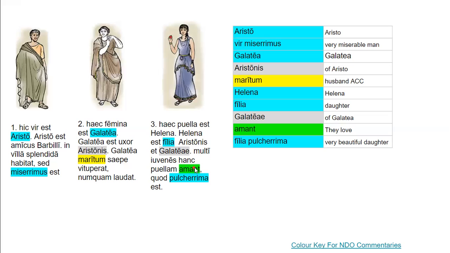Multi iuvenes hanc puellam amant, quod pulcherrima est. Okay, so many youths, many young men love this girl because she is very beautiful. So hanc is modifying iuvenes. Sorry, pardon me. It is not modifying iuvenes. It is modifying puellam. So hanc puellam, it's a feminine accusative singular demonstrative pronoun, and it's the direct object of amant. So many youths are loving this girl because she's very beautiful, and that's a superlative right there.